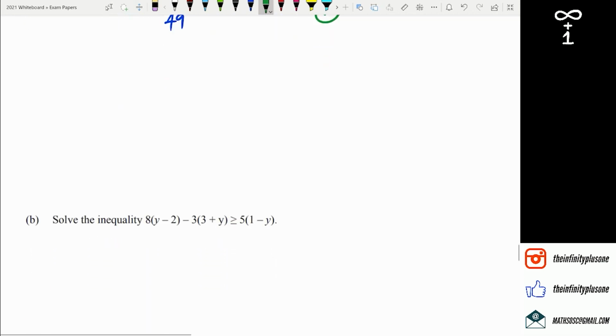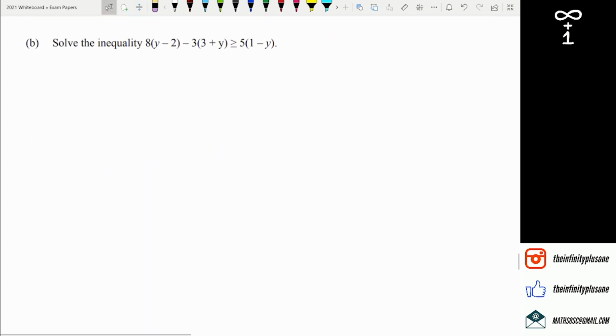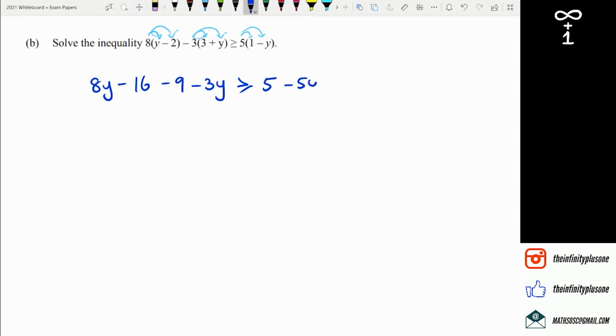All right, so let's go to question 3b. We've got another inequality question. In this case, we need to expand the brackets first, pretty much exactly as what we've done before. So 8 times y is 8y minus 8 times 2, 16. -3 times +3 is -9. -3 times y is -3y. Greater than or equal to 5 times 1 is 5. 5 times -y is -5y.